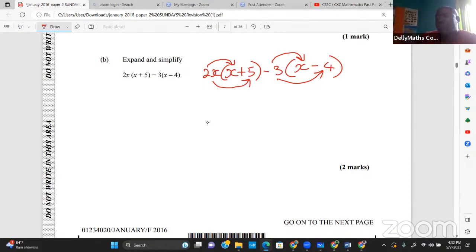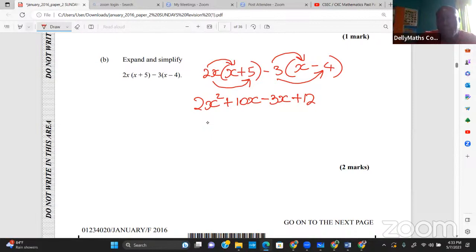Now, 2x times x will give you 2x, but the x will be to the second. 2x times 5 will give you positive 10 with the x. -3 times x is -3 with the x. -3 times -4, negative times negative is positive, and that's 12. So now you have that, and what you want to do after having that is just take your time and make sure that you're making no error.